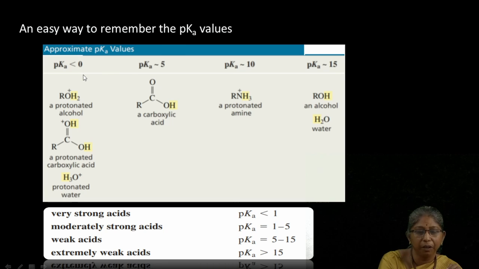For protonated alcohols, the pKa value will be less than 0, that is, negative values. For acids, the pKa value is approximately 3 to 5, protonated amines have a range of approximately 10, and the pKa value for alcohol is approximately 15. Very strong acids have a pKa value less than 1. Moderately strong acids have a pKa value between 1 and 5. Weak acids, usually alcohols, are 5 to 15, and extremely weak acids have a pKa value greater than 15.